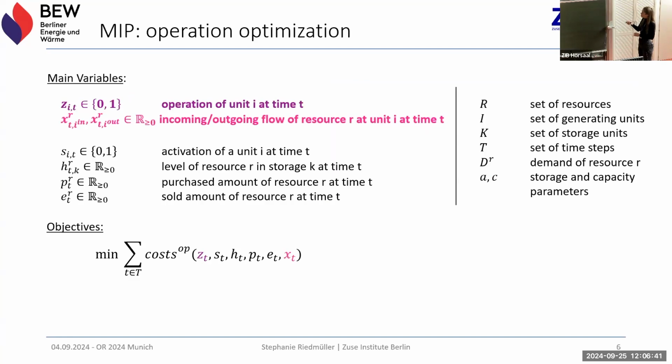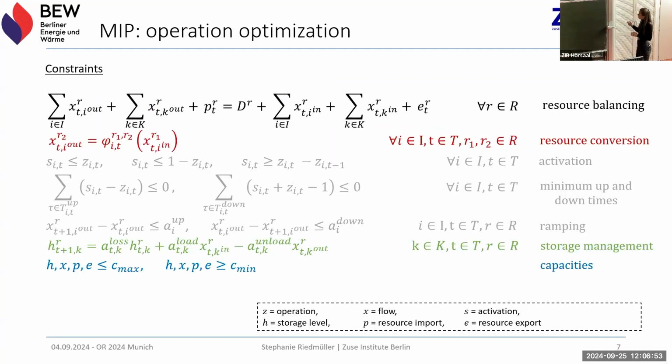Okay, and I want to optimize costs, the operation costs, especially those coming from fuel purchase and some activation costs of some plants. Now I try to put all of the constraints that are needed into this mixed integer program.